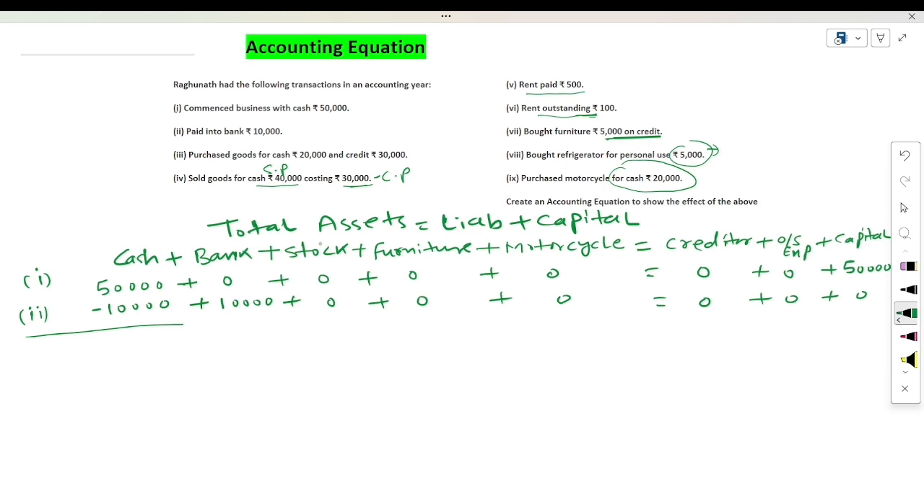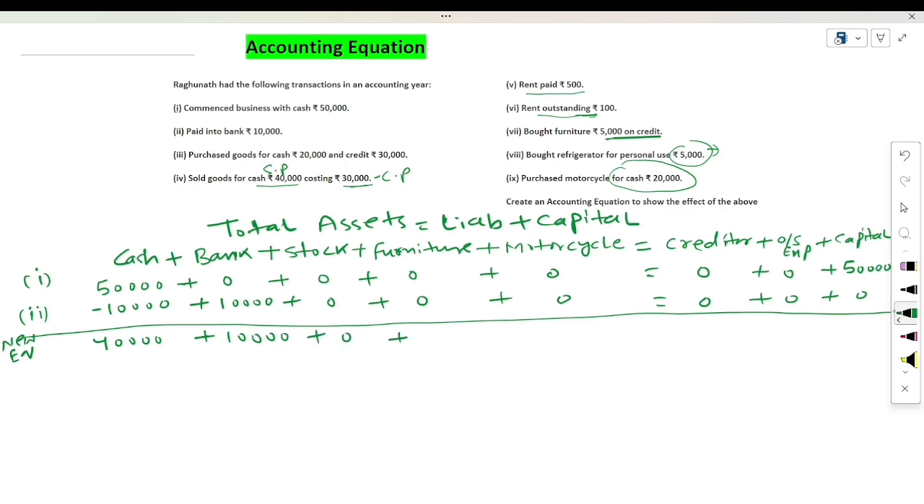Now we have to find out what the new equation is. The new equation will be here: how much? 40,000 plus bank balance 10,000 plus 0, 0, 0 is equal to 0, 0, plus this will be as it is, 50,000.